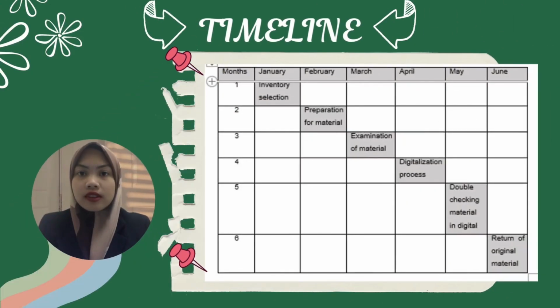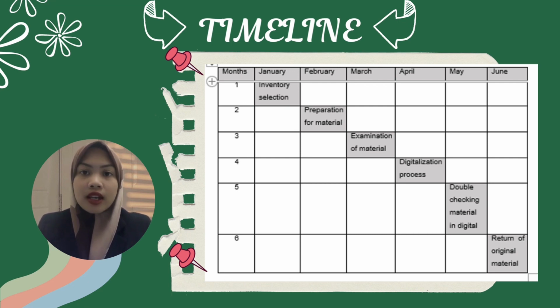The table above shows the timeline of the digitization process of original material to convert into digitization form that needs to follow the sequence of activities. For the first month, we plan to do inventory selection of material, which is the material that has value records. After selecting material, we do preparation for material that needs to be known by the repository department for material retrieval and record every movement into a logbook.